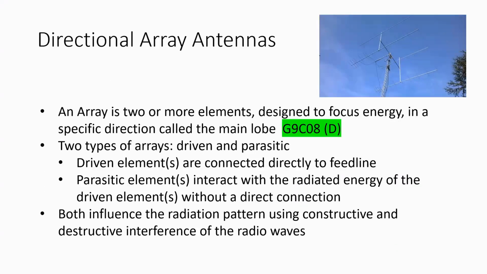Okay, now let's talk about directional antennas. That's where you get the bang for your buck. The elements in an array may be wire or metal rods or tubes, or a combination of that. You can see here that this is one of the questions that you'll see on the test, that this array of two or more elements is designed to focus energy in a specific direction called the main lobe.